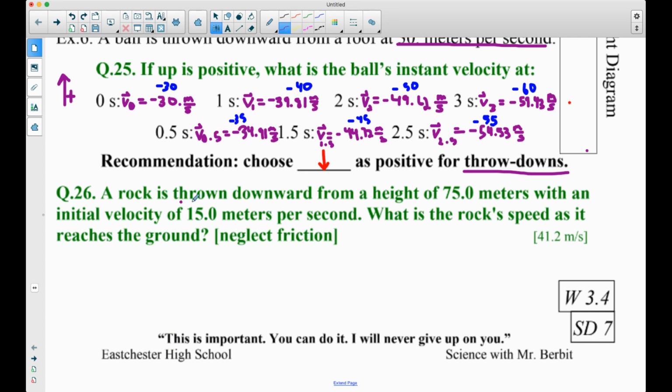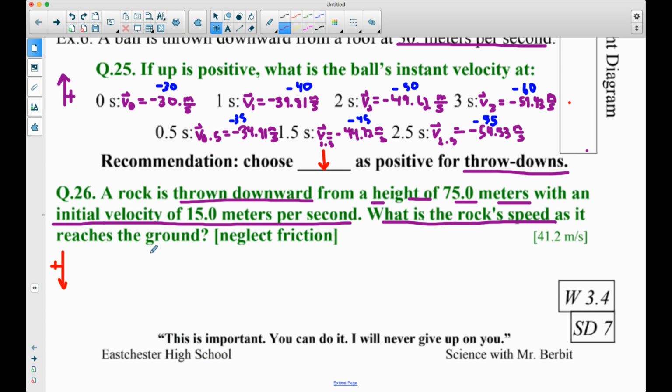A rock is thrown downward. I say choose down as positive. You don't have to. I think it goes nice. Look at the other givens. From a height of 75 meters. Now we got to be careful with these heights. Start to watch out for those. Maybe that'll be the displacement, maybe not. With an initial velocity of 15 meters per second. That's definitely a given.